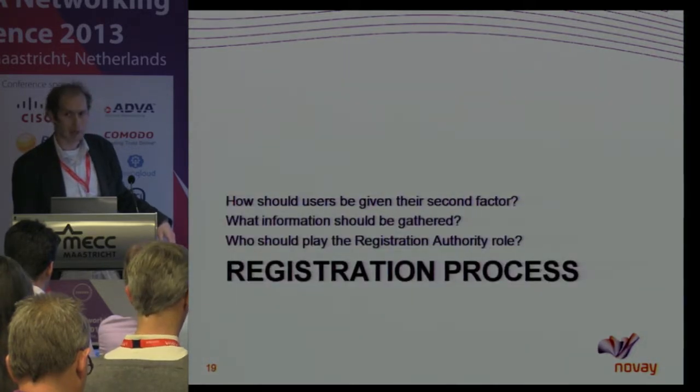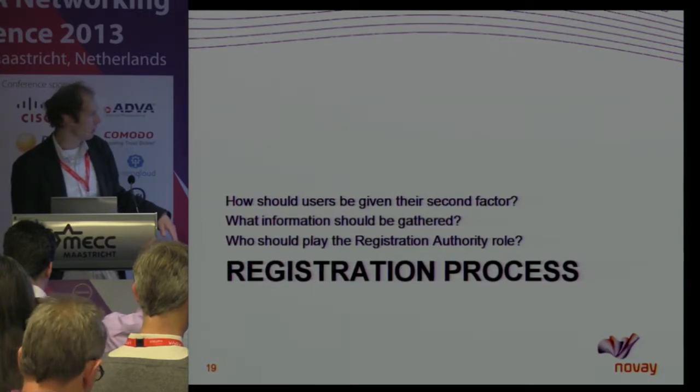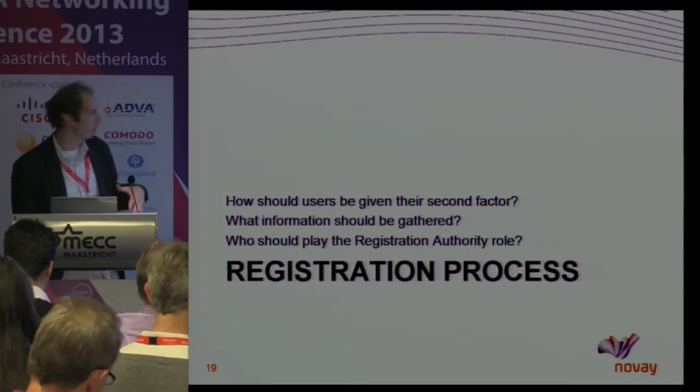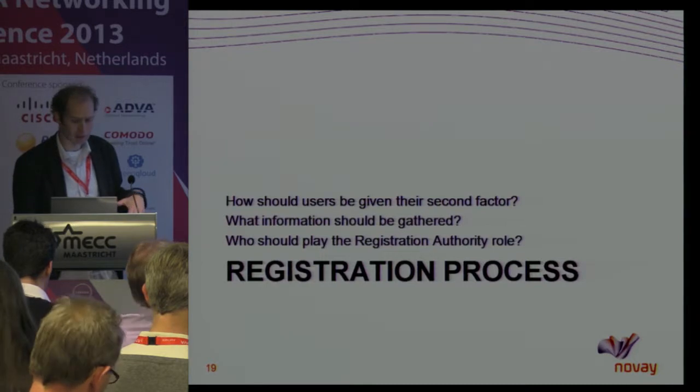Okay, that much about the signaling or the architecture. So what about the registration process? How should users be giving their second factor, and what information should be gathered at that point? And well, who should play the role of registration authority?